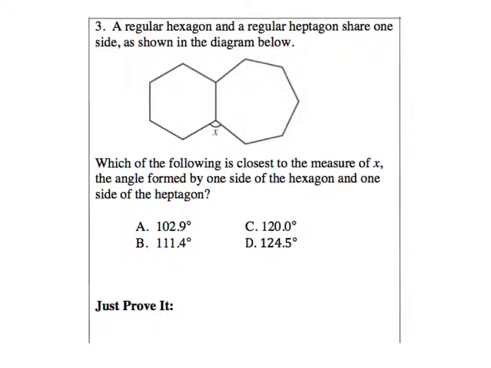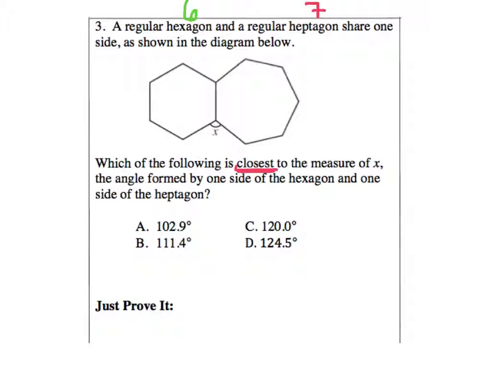Alright, let's solve problem 3 together. It says a regular hexagon, which is a 6-sided shape, and a regular heptagon, which is a 7-sided shape, share one side as shown in the diagram below. Which of the following is closest to the measure of x, the angle formed by one side of the hexagon and one side of the heptagon?